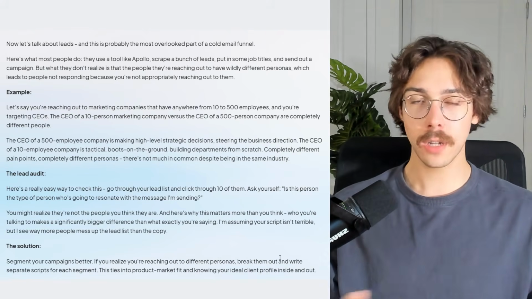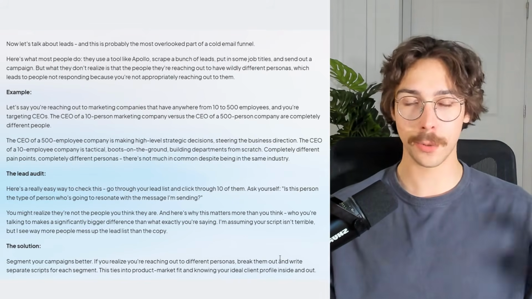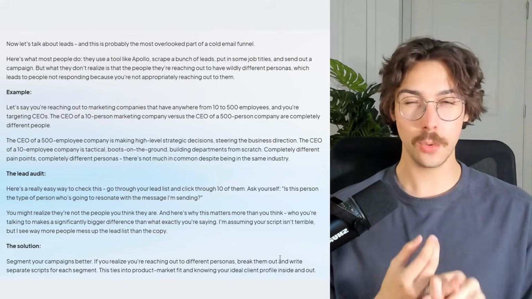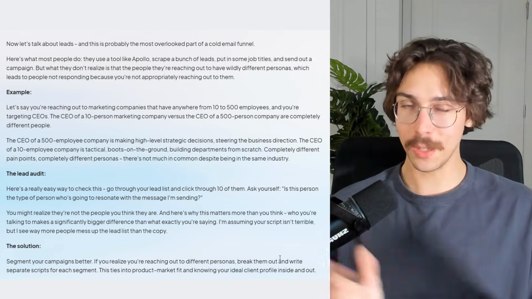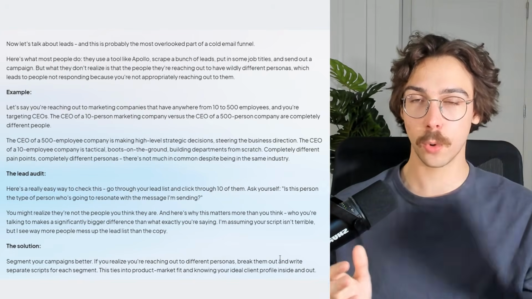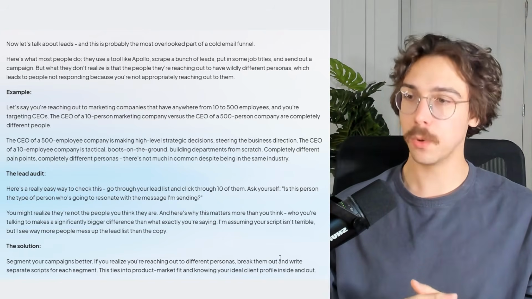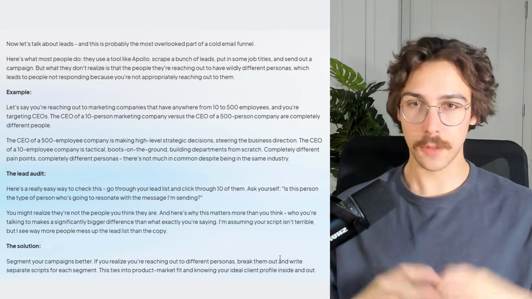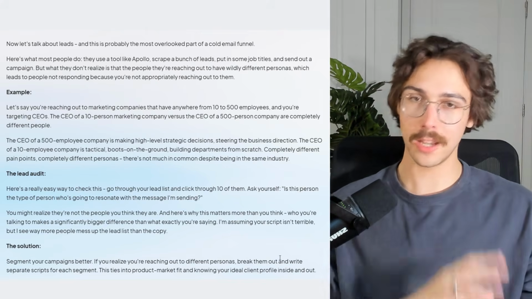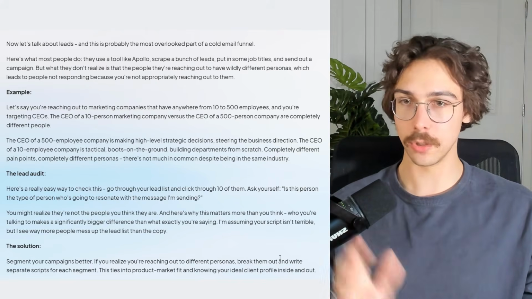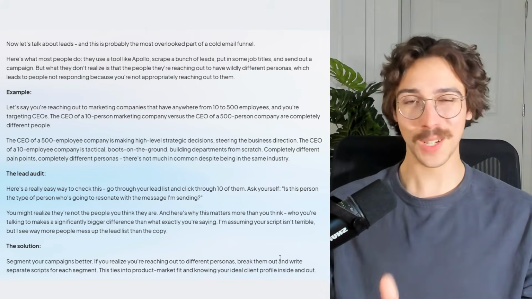So in short, make sure you're segmenting your campaigns appropriately. Make sure the people you're reaching out to will resonate with your script. You can't read minds here, but you can take a look at the script and the list before you reach out to the people and make sure that you segment people appropriately. This ties into product market fit. Make sure you know the personas you're reaching out to and what pain points you're speaking to in those emails. So in short, make sure you have a good lead list.